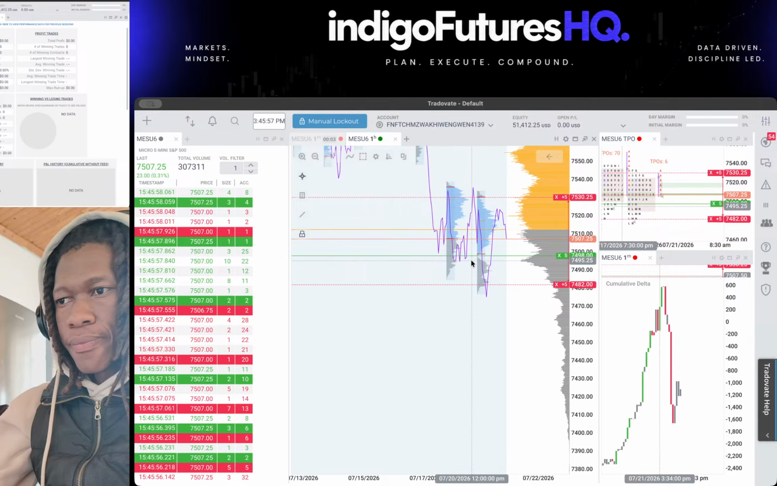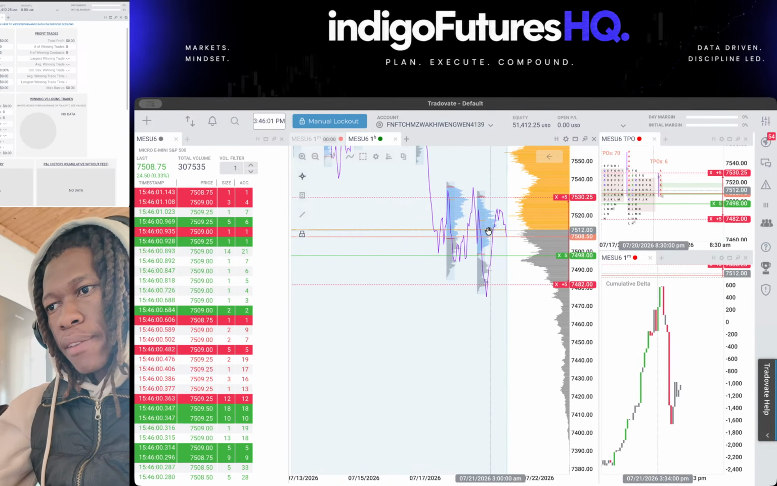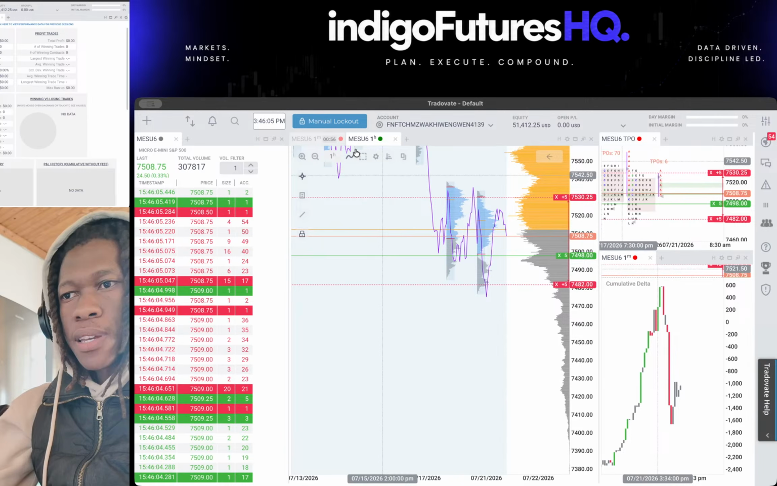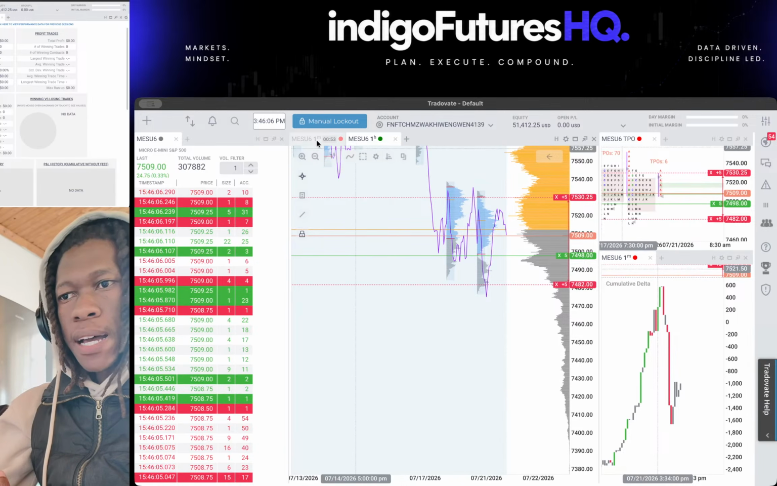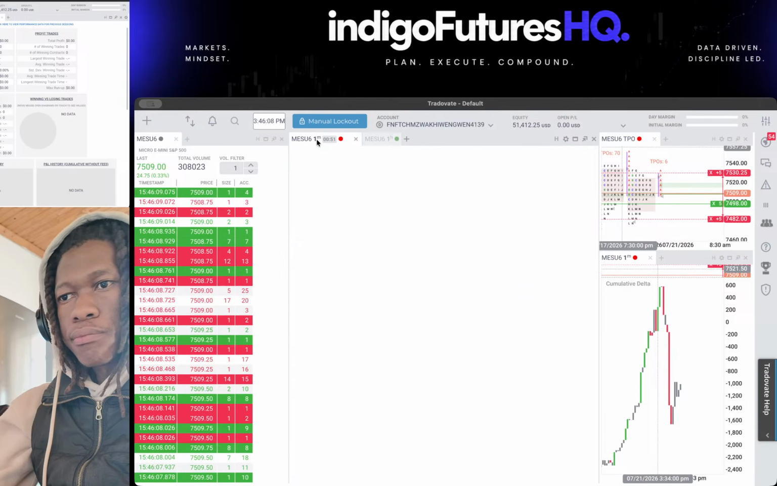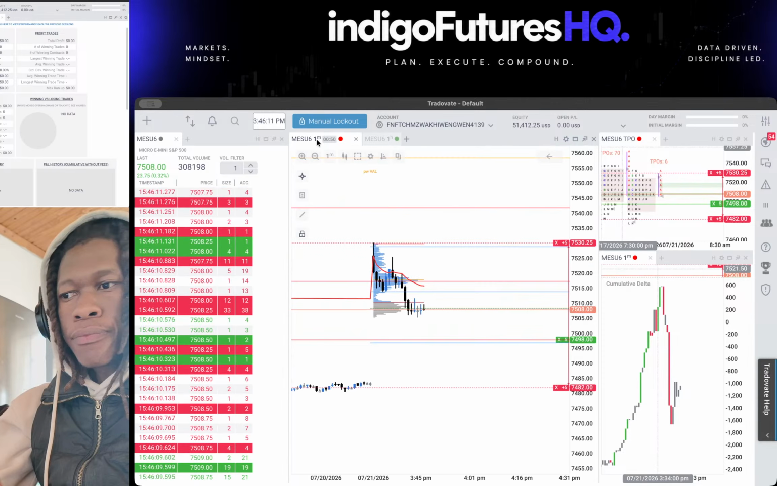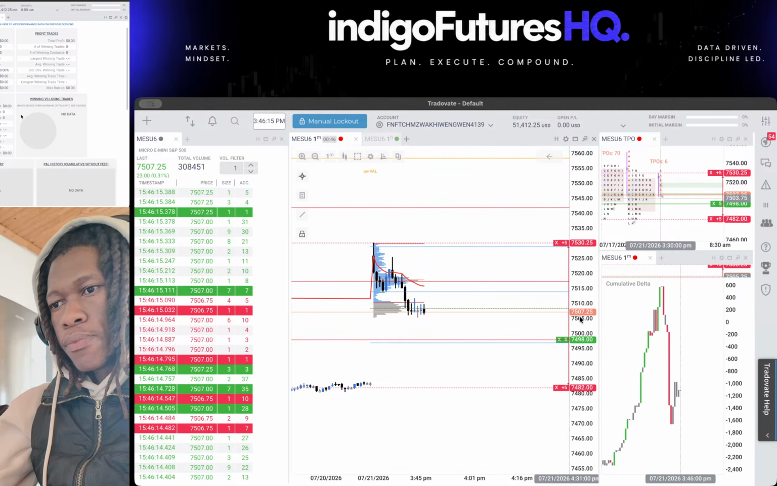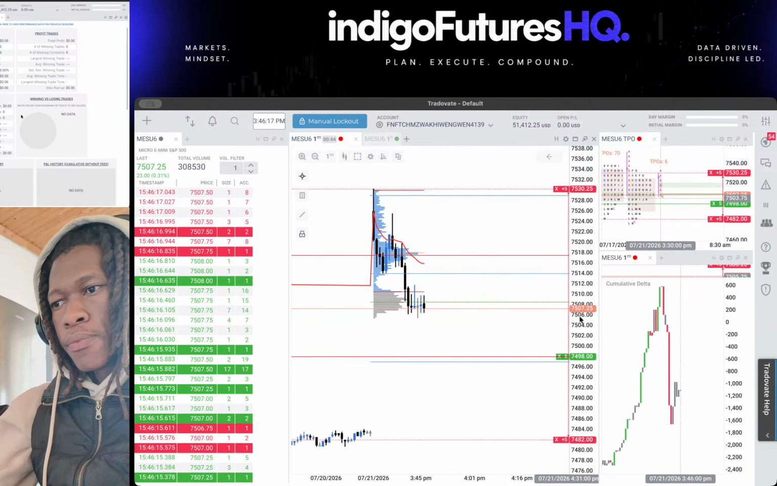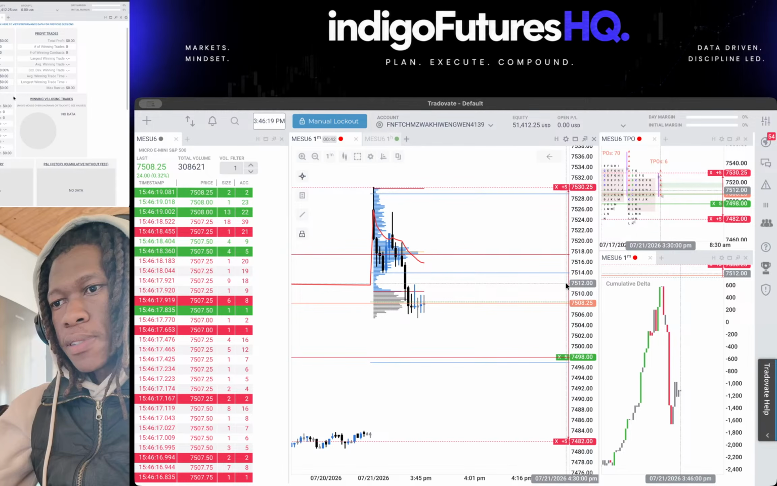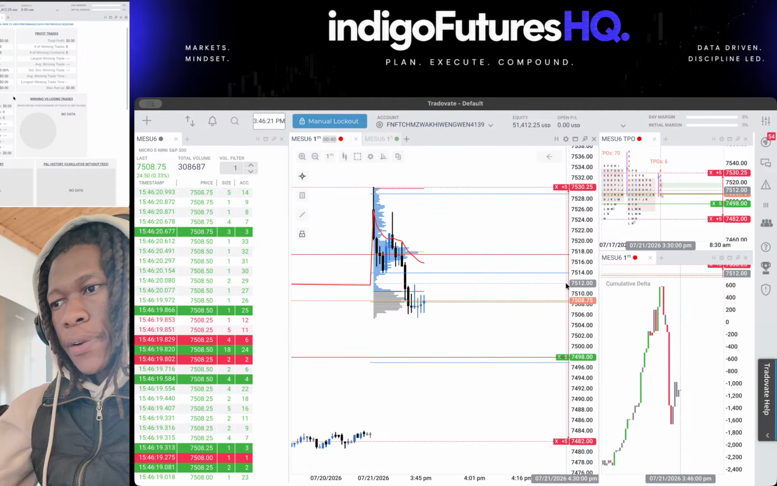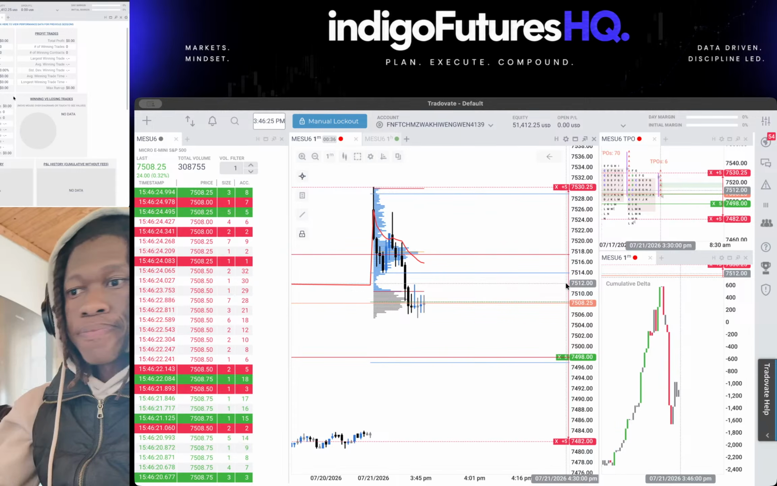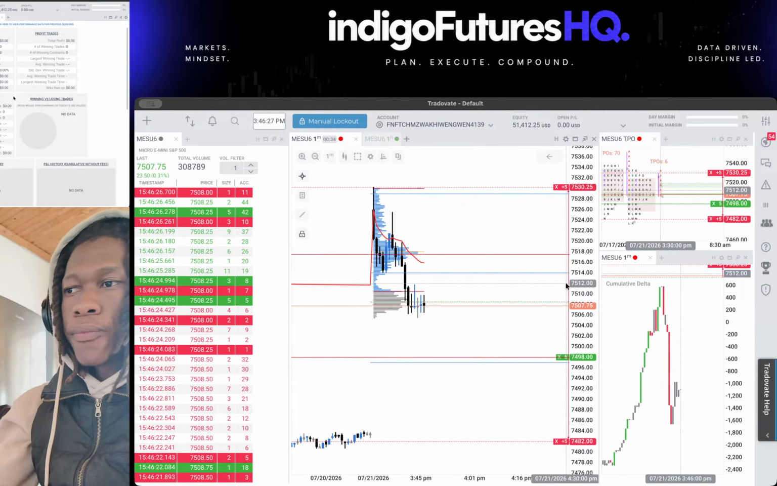And then we'll be looking at, can we get back inside value? And then if we do, then we can still get above 512s. If we get above 512s now, then, so 512s, this is where our value area low on the composite is, you know, so.